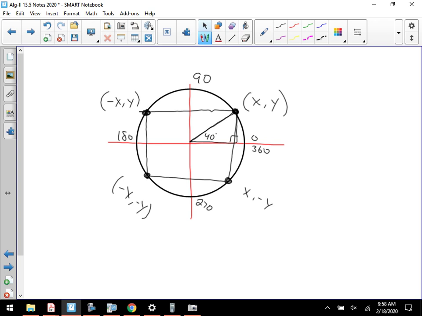Grab your calculator real quick. I'd like you to do the cosine and then the sine of 40. What is the cosine of 40? 0.77. Okay. What is the sine of 40? 0.64.